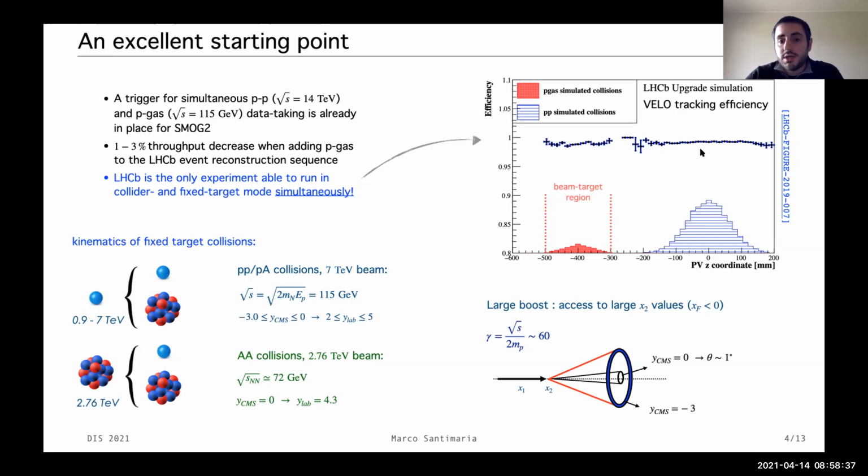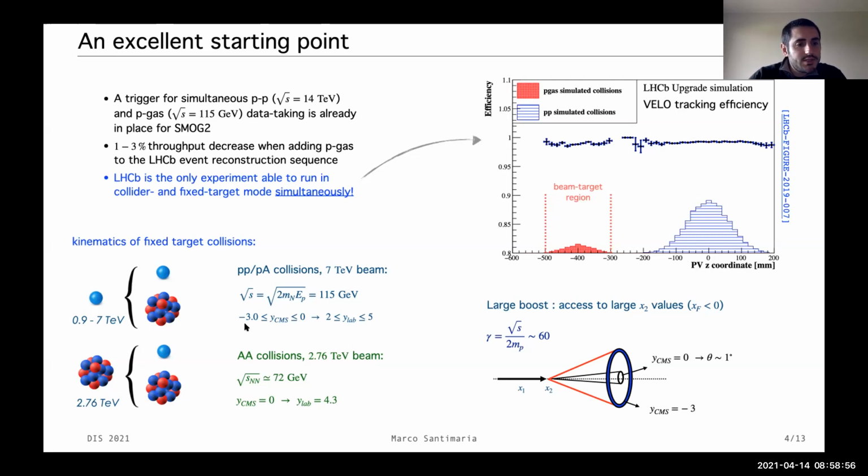You can see here on the plot on the right side that the beam target region, so this is the Z coordinate of the vertex, is upstream with respect to the nominal pp interaction region, and we get full tracking efficiency also in this region.